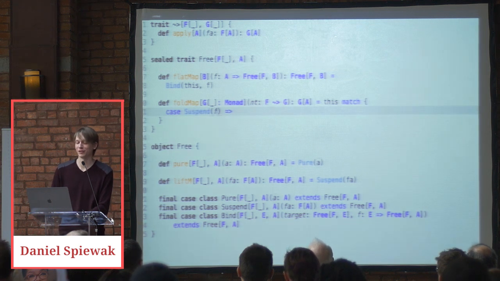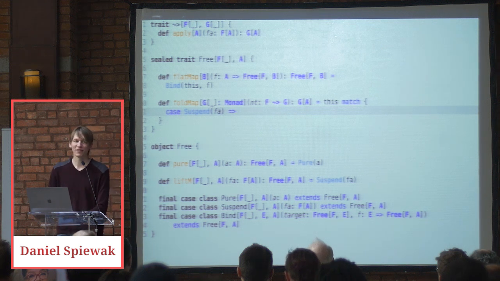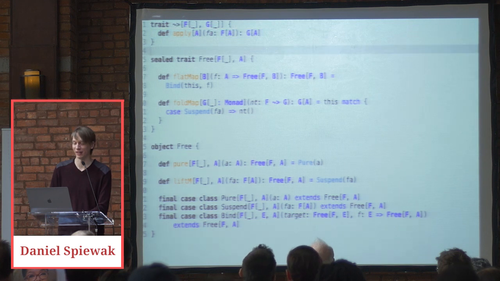Let's do suspend first, FA. All right, so we've got an F of A and we have a natural transformation, which is a function from F of A to G of A, right? So we can just say natural transformation FA, and that literally gets us a G of A, and we're done. Okay?